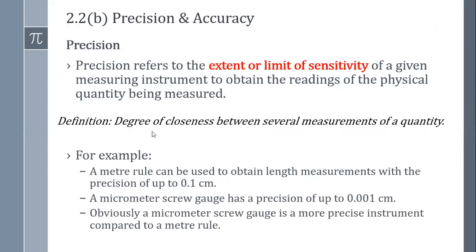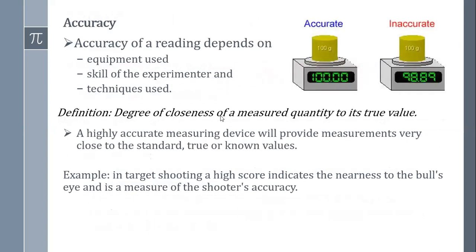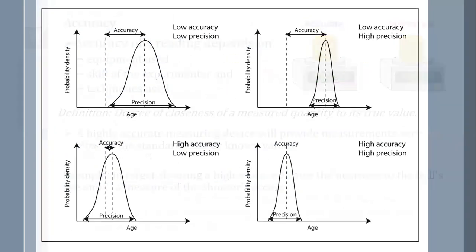So what is precision? The degree of scattering. Put it as the degree of scattering, we don't want to have similar wording. Degree of scattering about a mean value. Accuracy is the degree of closeness about the actual value. A highly accurate measuring device will provide measurements close to the standard. These four diagrams tell accuracy and precision. The y-axis, probability density, means how many times you repeat it, how many times you get that value.